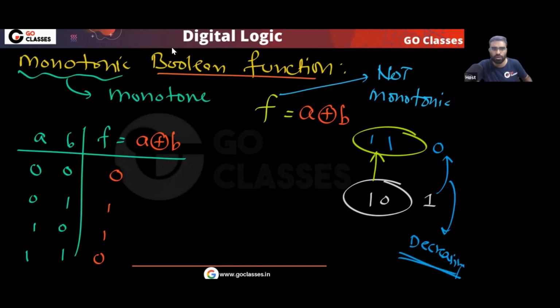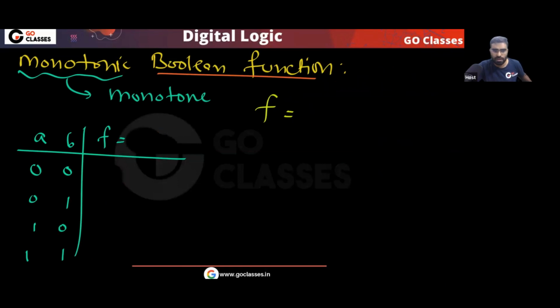So this function is not monotonic. Is this clear? You can notice I am increasing the input by changing a single input from 0 to 1, but the function value is decreasing. So this is not monotonic. Understood? Checking if a function is monotonic or not is quite simple.